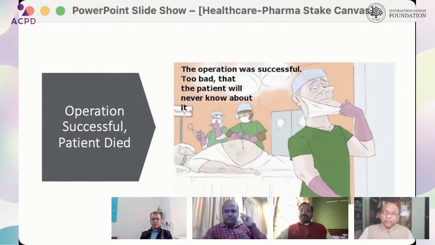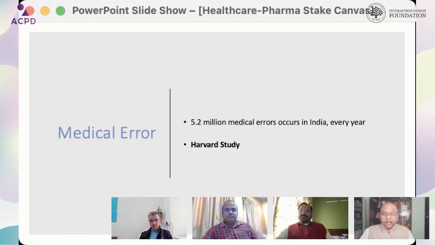Same way in the medical field, we often, or jokingly, say: operation successful, patient died. In other words, this cartoon says the operation was successful, but sadly the patient will never know about it. This is all about human error happening in medical practice, and I'm not saying it without data. This Harvard study says that 5.2 million medical errors occur in India every year.